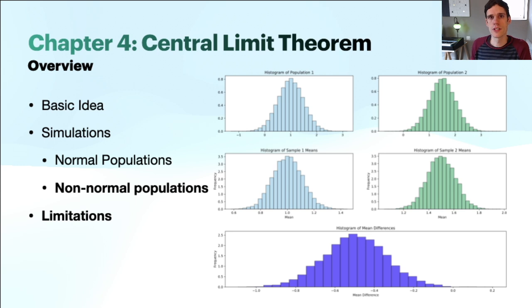To finish off this chapter on the central limit theorem, we will look at how this theorem is extended towards populations that are not normally distributed. And also, crucially, we will look at the limitations of this theorem, where it breaks down.